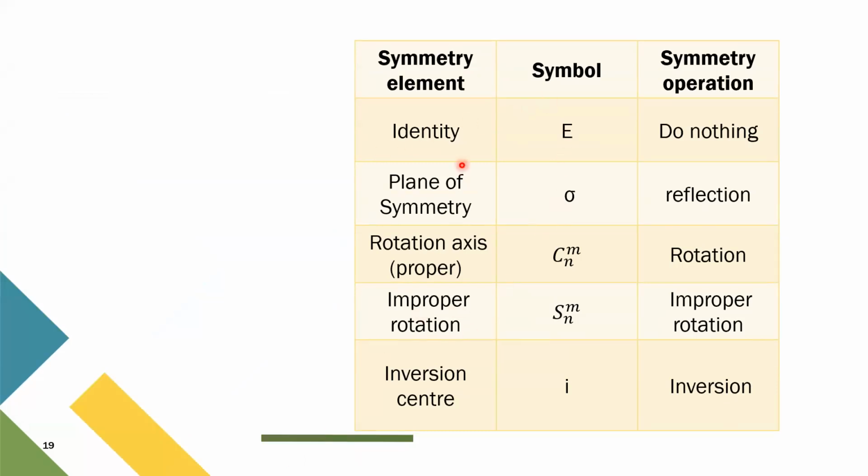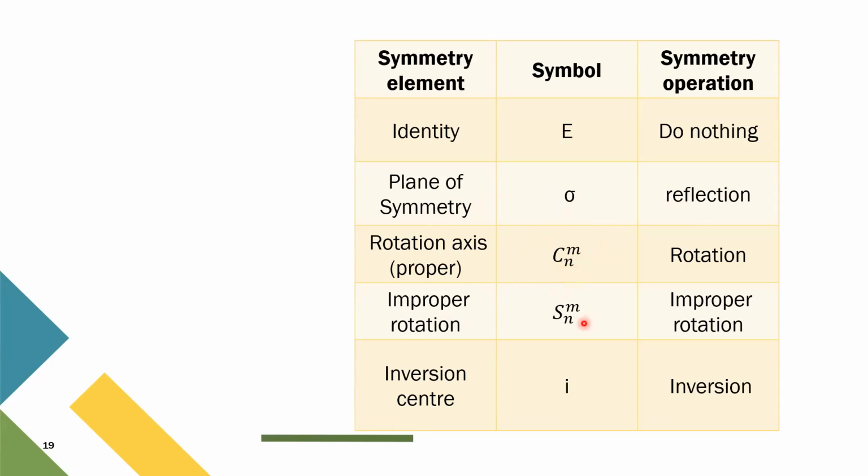Before that, for identity, the symbol that we give is E, and we do nothing. It's the identity of the molecule. The plane of symmetry, or symmetry planes, is denoted by sigma, and the operation is reflection. Rotation axis, Cn. The superscript m is also there when you do it once, twice, or three times. So Cn is the symbol, m is the number of times the rotation is carried out. N is called the order of rotation. We will learn those things.